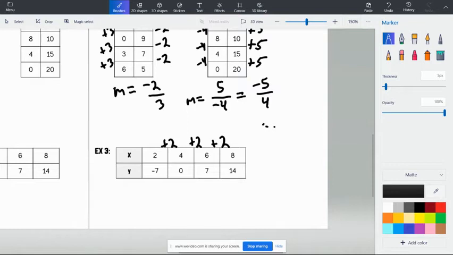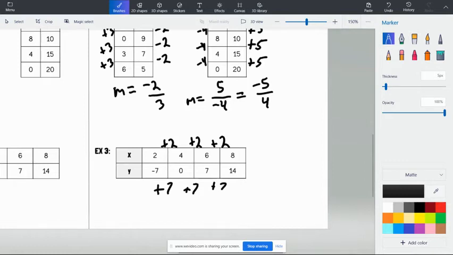The only difference with this one and the other examples is this is a horizontal table instead of a vertical table. There's no other difference. Okay, y from -7 to 0, add 7. 0 to 7, add 7. 7 to 14, add 7.